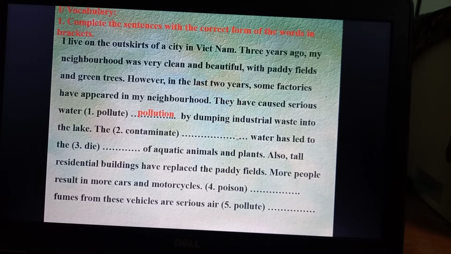The contaminate water. Before water, you must use an adjective. It means contaminated. Has led to the, that is a verb, but after it you must use the noun, the death of aquatic animals and plants. Also, residential buildings have replaced the paddy fields. More people reside there, with more cars and motorcycles. Poison fuel from the vehicles are serious air. Poison here, you must use an adjective: poisonous fuel from the vehicles are serious air pollution. Pollution here means a disease-causing agent.